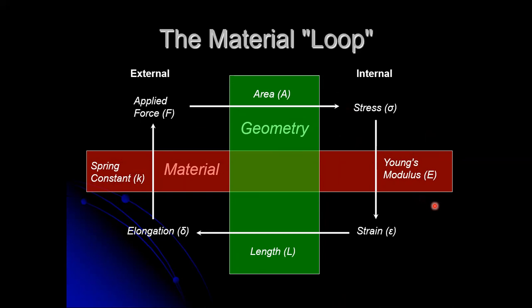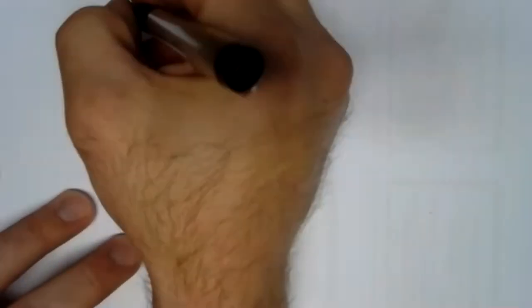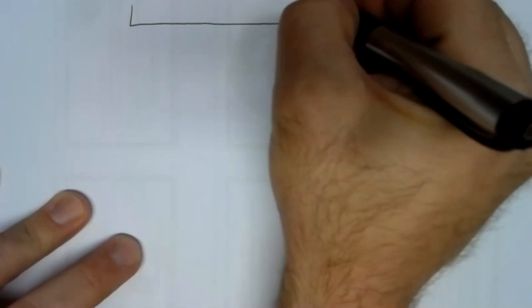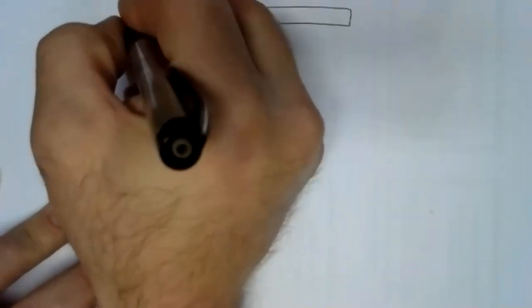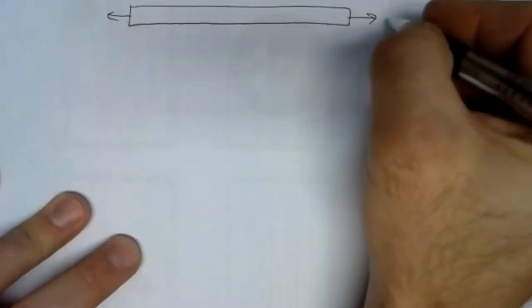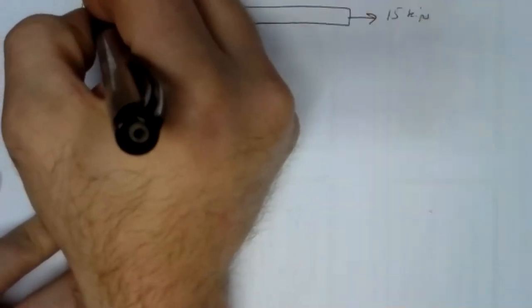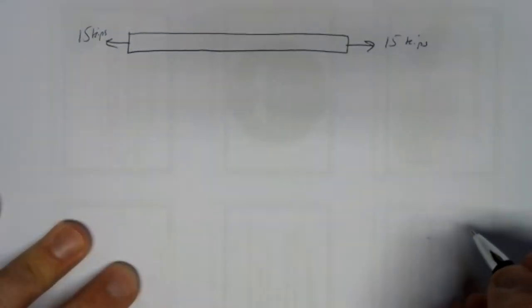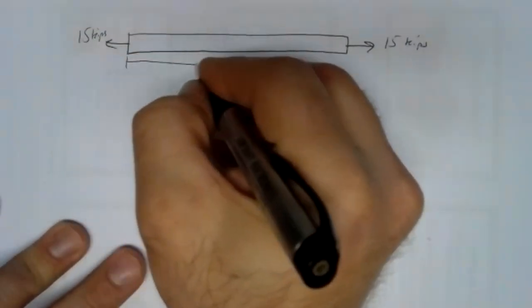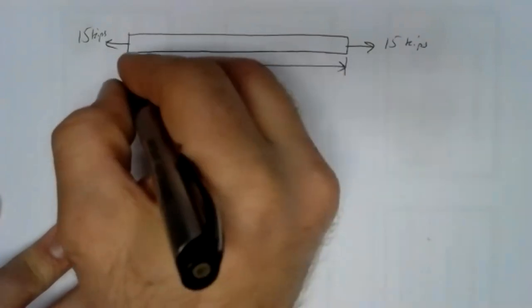Now I want to go through just one example on the record here, and then I'll pause and work a couple other examples after our break. So let's try an example. Let's say we've got a member that has 15 kips on it in tension.